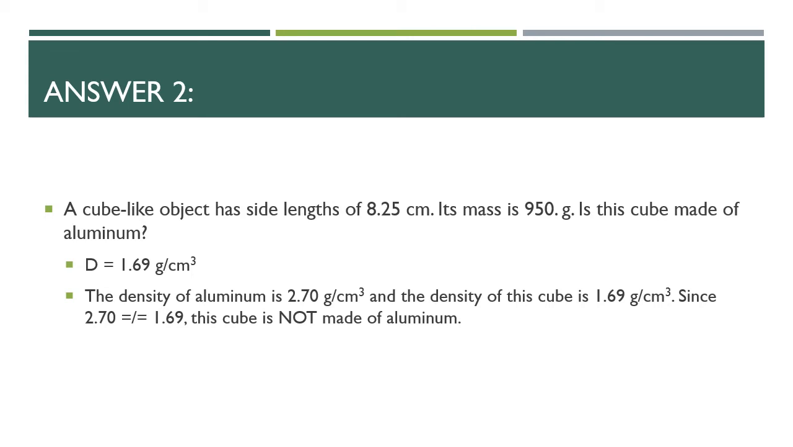However, we still have not answered the question. Is this cube made of aluminum? The density that we calculated was 1.69 grams per centimeter cubed. As mentioned on previous slides, the density of aluminum is 2.70 grams per centimeter cubed. Since 2.70 does not equal 1.69, this cube could not be made of aluminum. It must be made of some other metal. If I wished to know the identity of it, I would have to look up densities of various metals until I found one that matched.